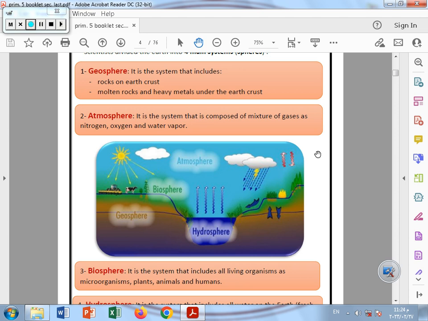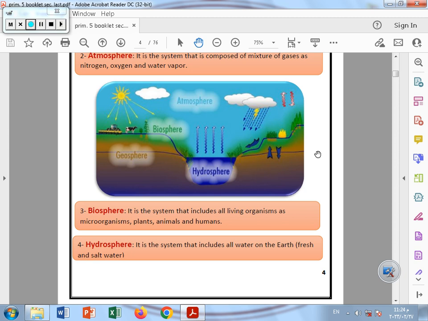In the biosphere, we can find all living organisms on the Earth. So the biosphere is the system that contains all living organisms, like microorganisms, plants, animals, and humans. And in the hydrosphere, we can find all the water on the Earth, whether it is fresh or salt water.